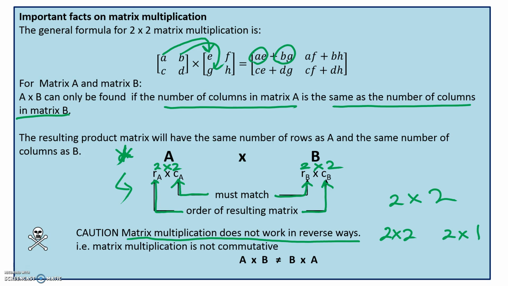So for example, with that one it did work because we had our columns and our rows matching, and then we got our resulting matrix. But if I had done it the other way, 2x1 by 2x2, okay, the rule means that these two have to be the same, but they're not in this situation. So that will not work.